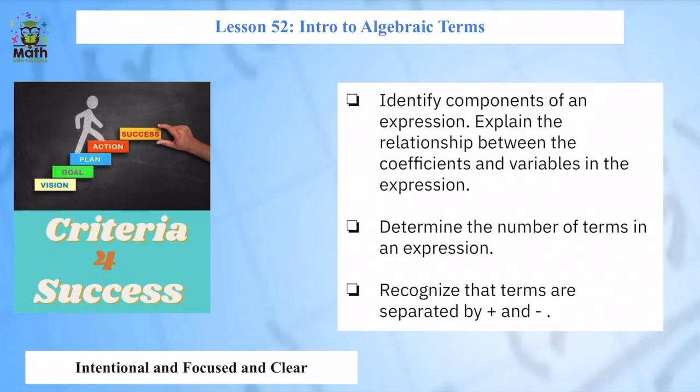And in this lesson, we're going to talk about the algebraic terms. You're going to see me do 3 things, and you're going to practice these same skills as part of your criteria for success. 1, identifying the key components of the expression. That means being able to explain the relationship in words between coefficients and variables. 2, being able to determine the number of terms in the expression. Can we actually explain it and justify our reasoning? And 3, the fact that we can recognize that terms are separated by plus and minus symbols.